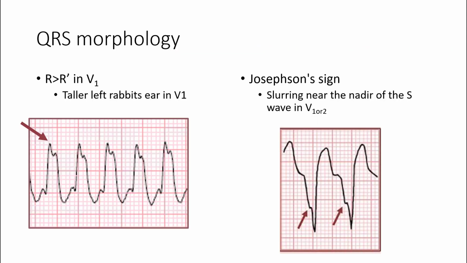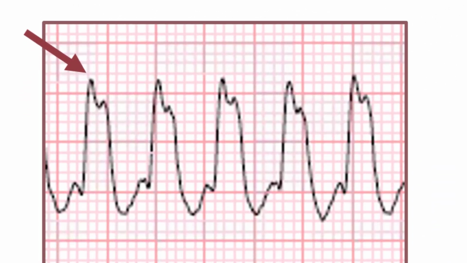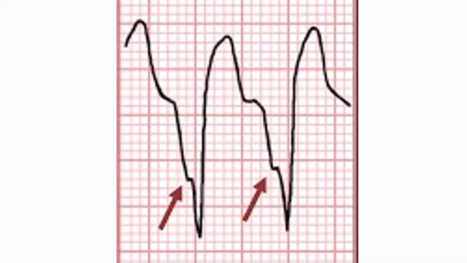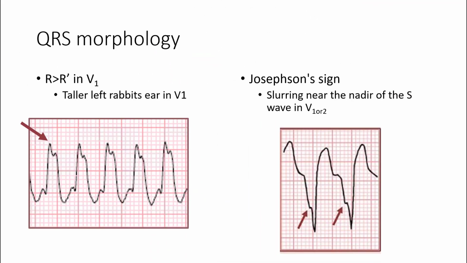There are two further QRS morphologies that have a strong association with ventricular tachycardia. The first is a very specific RR morphology of the QRS in V1. This is the one that's commonly referred to as a rabbit's ear, where the initial R wave is the taller of the two R waves. A wide complex tachycardia with this is more likely to have a ventricular focus. The other sign that's more specific to VT is the slurring downward leg of the S wave in V1 or V2, and this is the one that is known as Josephine sign.